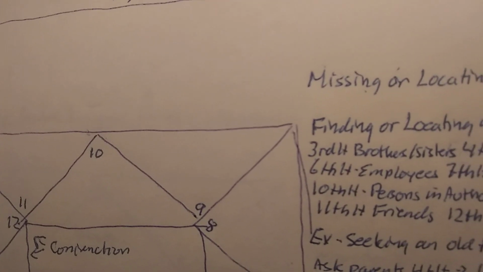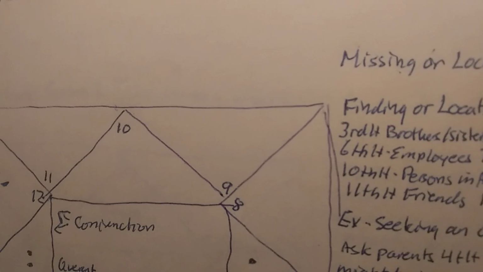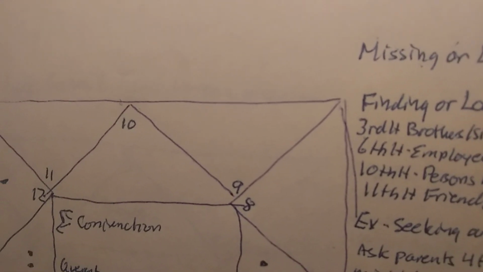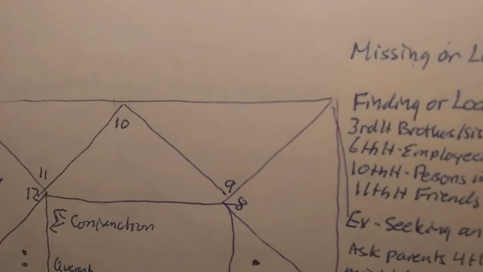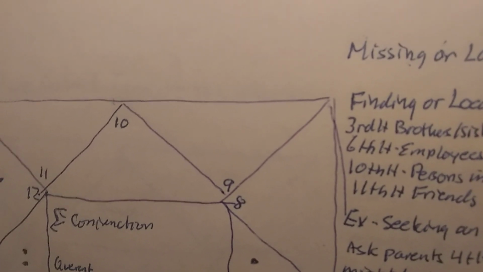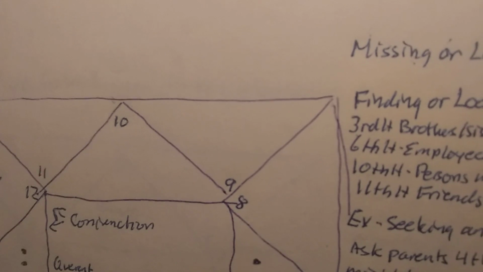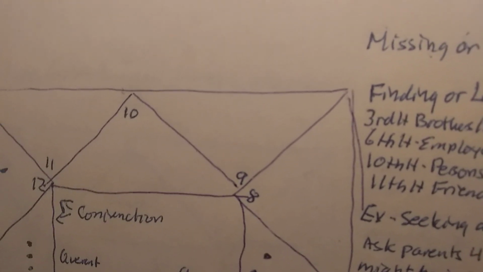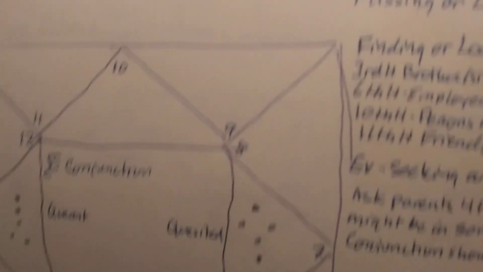Finding and locating a person in the 7th house. The 3rd house is brothers and sisters, 4th house is parents, 6th house is employees, 7th house is lover or spouse, 10th house is persons in authority or position of authority, 11th house is friends and 12th house is enemies.